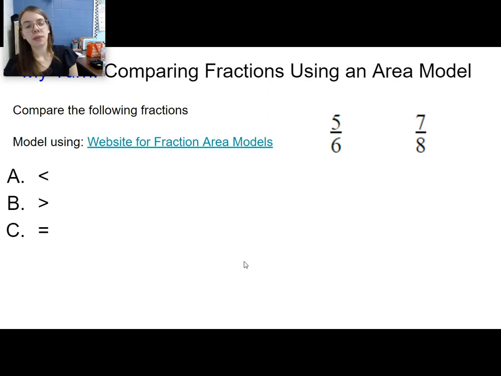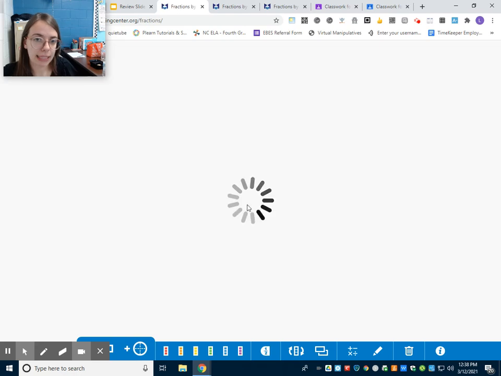All right, so as we finish up, I kind of want to go over comparing fractions, but if you know how to do equivalent fractions, comparing fractions is kind of a breeze because you're kind of already doing that when you're trying to see which fractions are the same. So I'm going to compare these two fractions, 5/6 and 7/8.